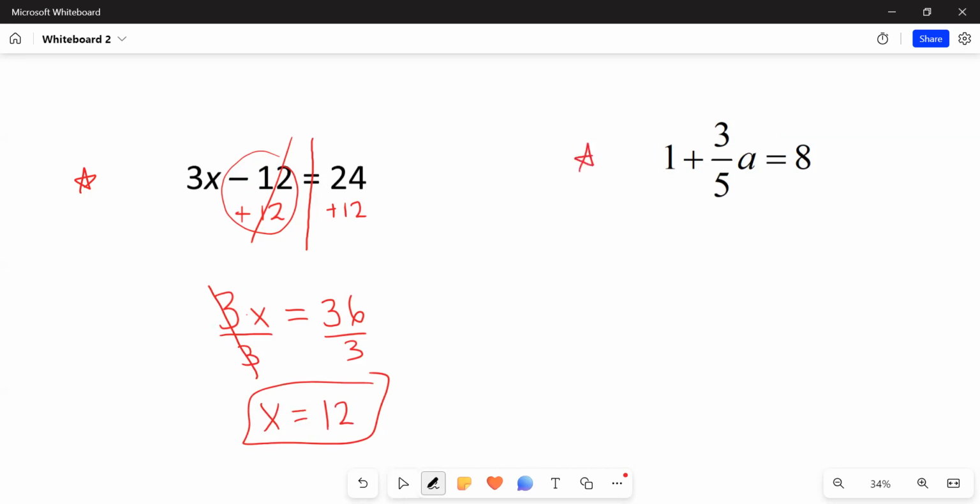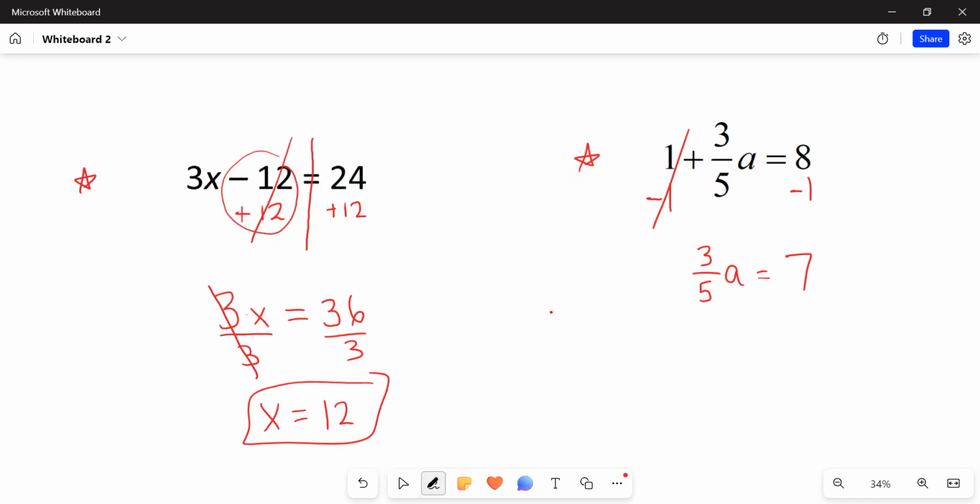All right, last problem over here. Notice again, on the left-hand side, we have two terms, but they're not alike, so we can't simplify them. This time we have a leading constant, 1, and it's positive. So I'm going to subtract 1 to get it to be 0. Also subtract 1 from the right-hand side. And I'm left with 3/5 a equals 7. 8 minus 1 being 7.